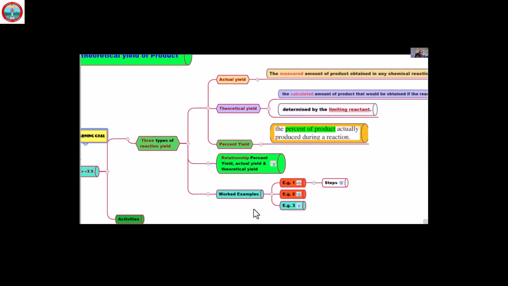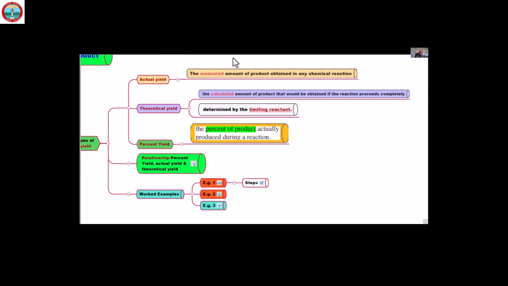What is actual yield? Actual yield is the measured amount of product obtained in any chemical reaction, and the theoretical yield is the calculated amount of product that would be obtained if the reaction proceeds completely. This theoretical yield is determined by the limiting reactant, whereas the percentage yield is the percent of product actually produced during a chemical reaction.